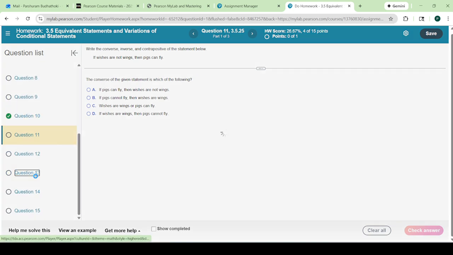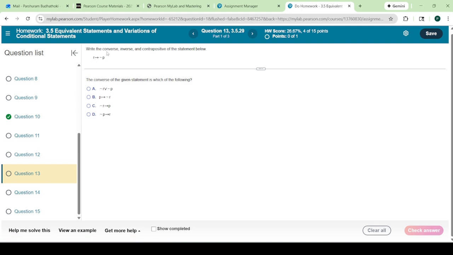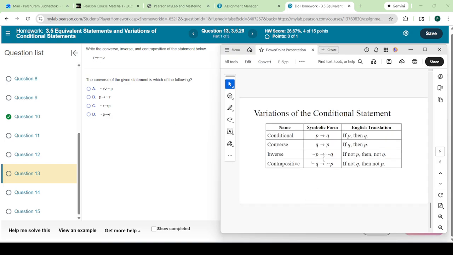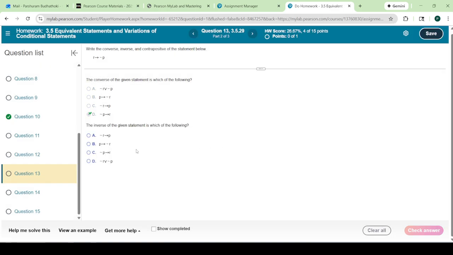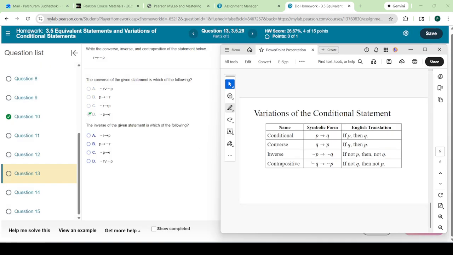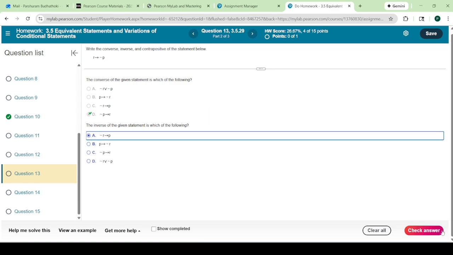Okay, let me do one more question. Write the converse, inverse and contrapositive of the statement below: R implies negation of P. The converse means you just have to flip it, so negation of P implies R. That's the converse. Inverse means you just have to take the negation of each part, so negation of R implies negation of P, which is P itself. That's the inverse.